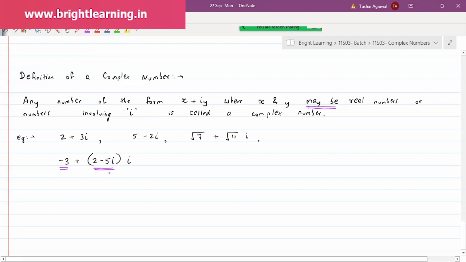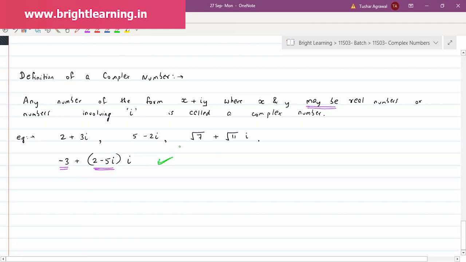No, there is no need to say such a thing. Even this whole thing, minus 3 plus in bracket 2 minus 5y times I, is a complex number. If you have read about the real part and imaginary part of a complex number, in that case negative 3 is not the real part, and 2 minus 5y is not the imaginary part. I will explain real and imaginary parts, but this is a complex number.